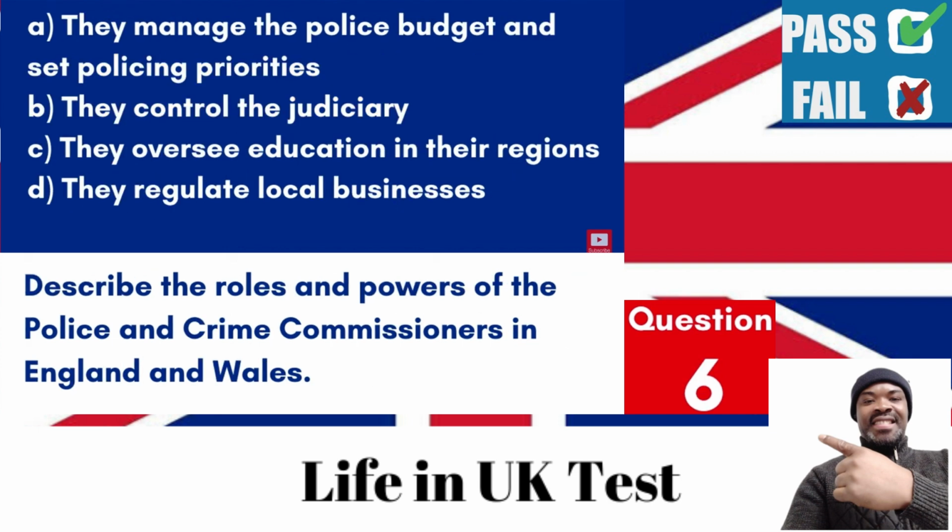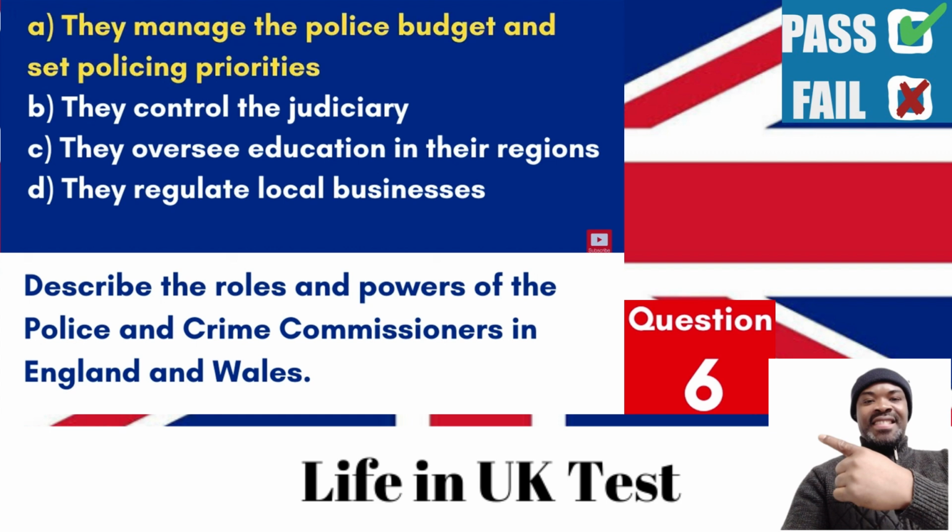constitutional monarchy. Question 6. Describe the roles and powers of the police and crime commissioners in England and Wales. A. They manage the police budget and set policing priorities. B. They control the judiciary. C. They oversee education in their regions. D. They regulate local businesses.